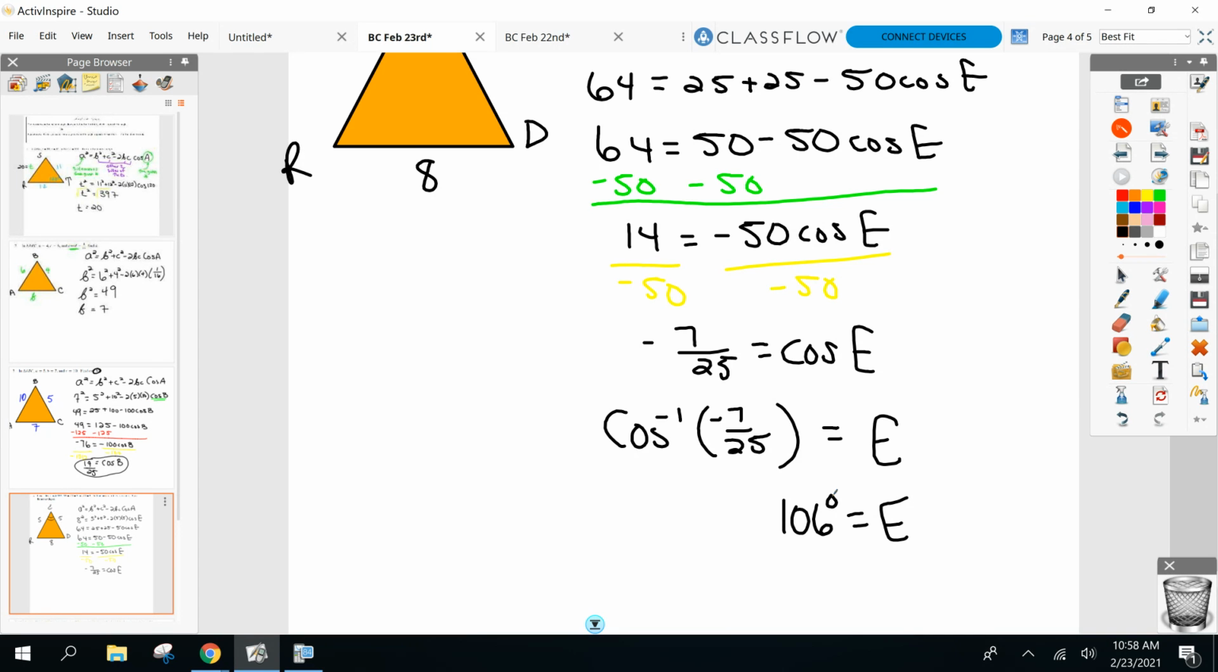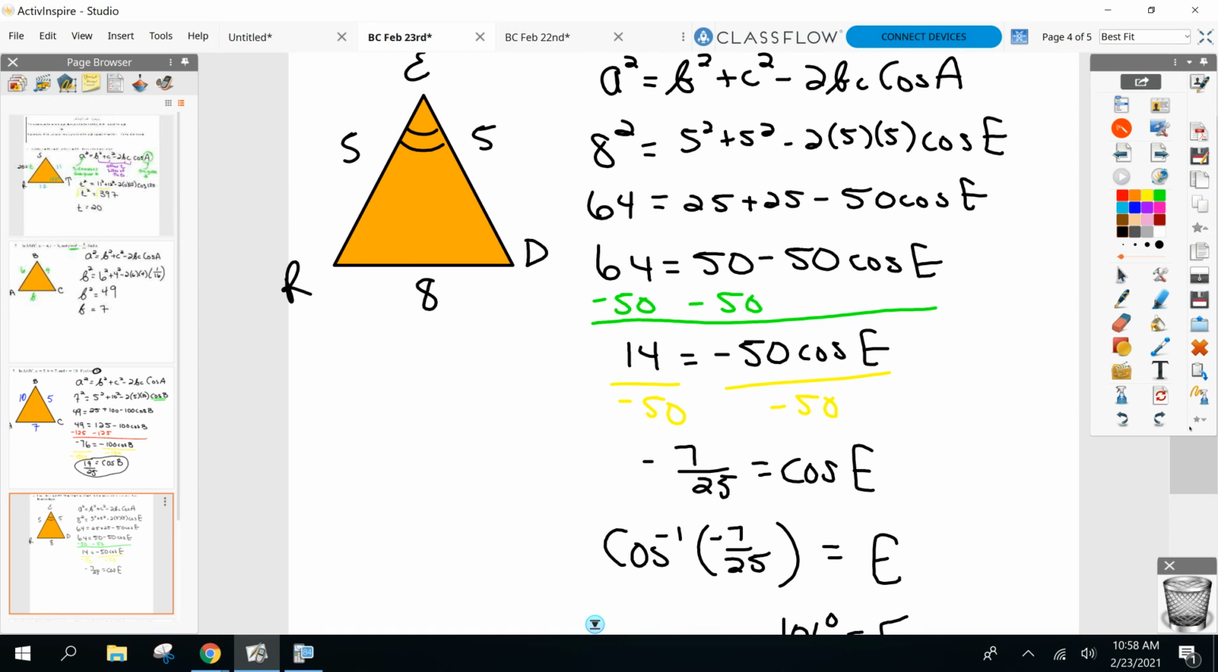Does 106 make sense for that angle? Yeah. Anybody want to let me know why it makes sense? 8 is the longest side. And are you going to have a bigger angle than 106? No. No shot. So that makes sense. It should be across from 8, which is the biggest side.